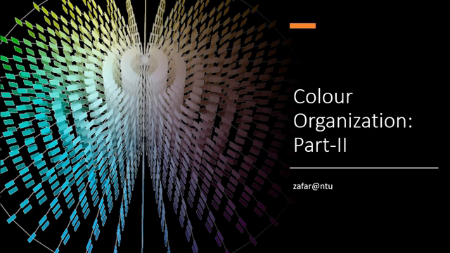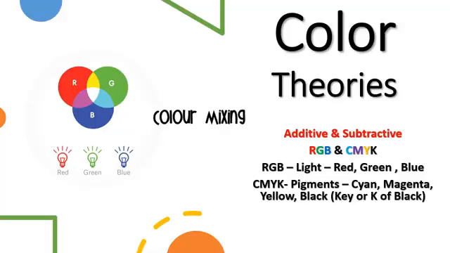This is the second part of the color organization lecture series. In the previous lectures, we have studied color mixing and the theories used in mixing of colors. We learned that there are two theories of color mixing, additive and subtractive.